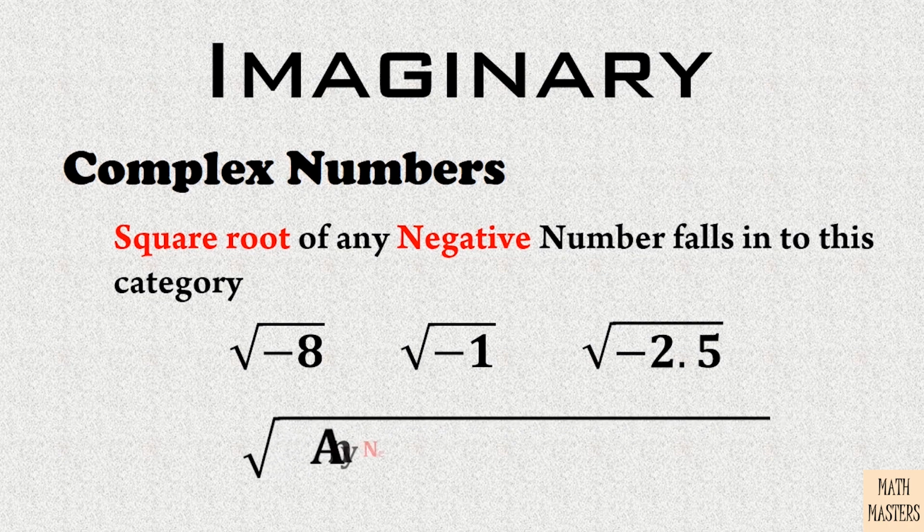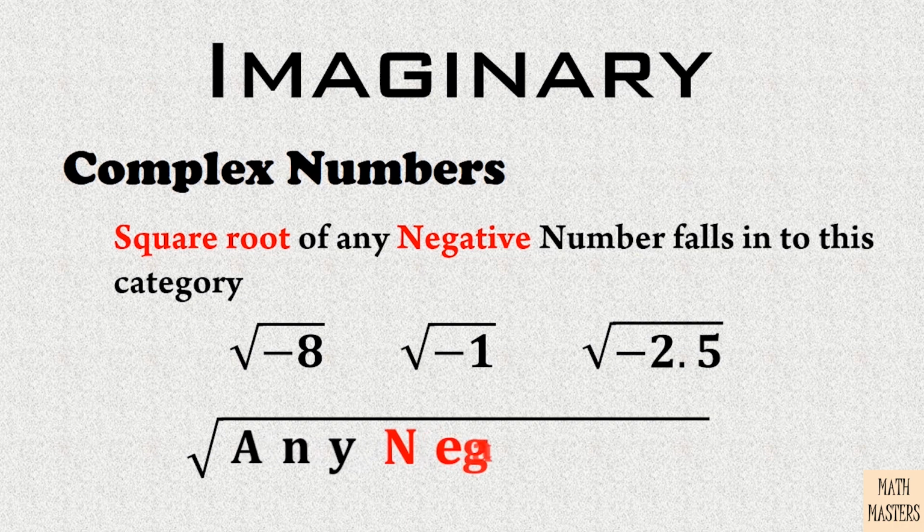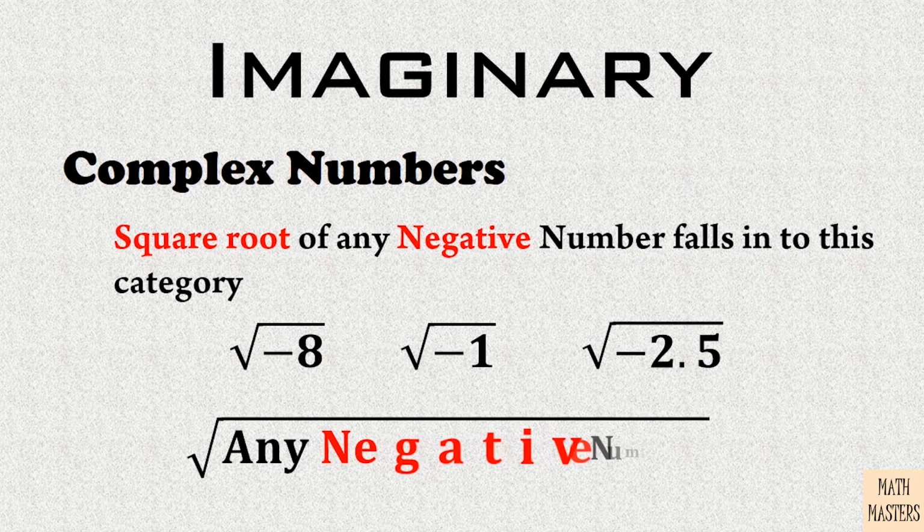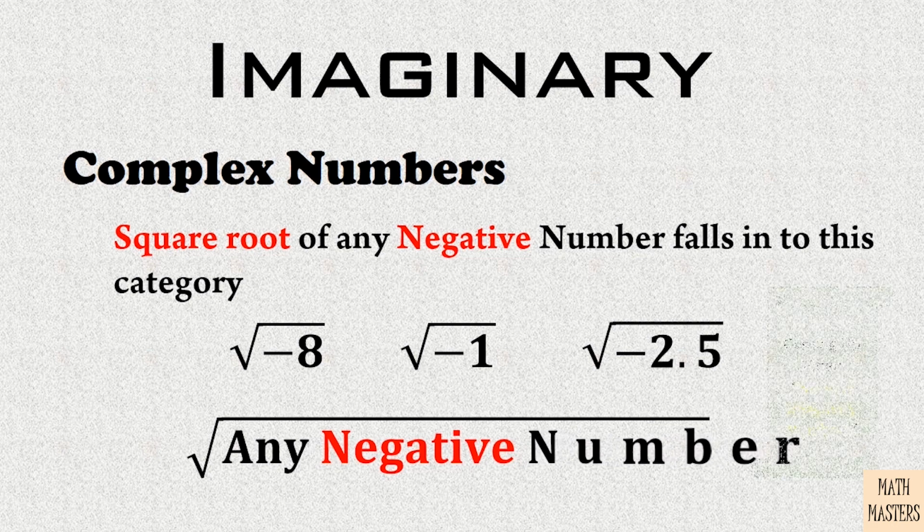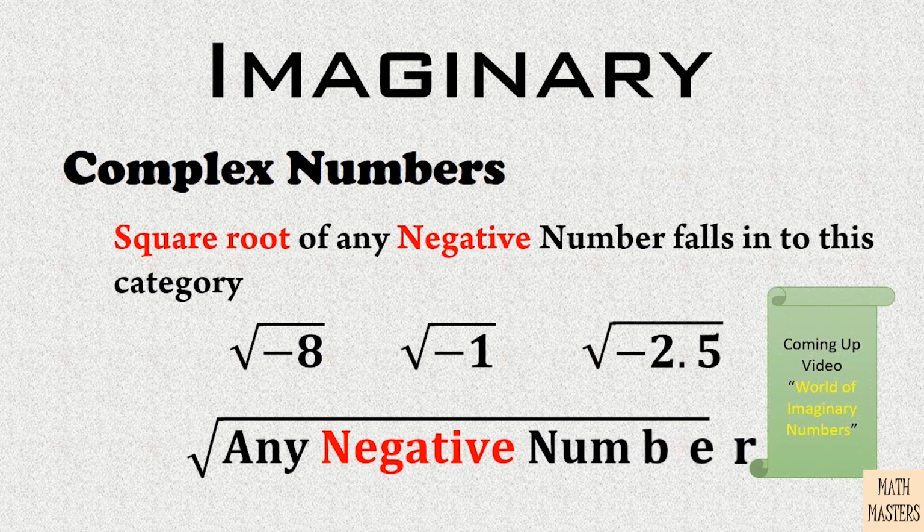The square root of any number to the left side of 0 on the number line falls in this category. We will cover how to find the square root of a negative number in our video, The World of Imaginary Numbers. Just have the idea that the square root of any negative number can be identified as an imaginary number or a complex number. Let us get back to the real numbers.